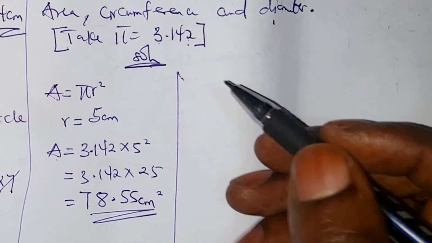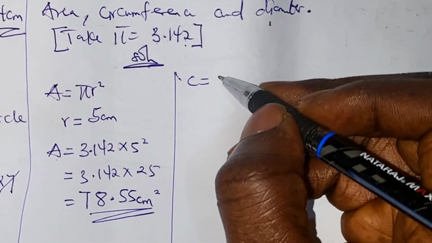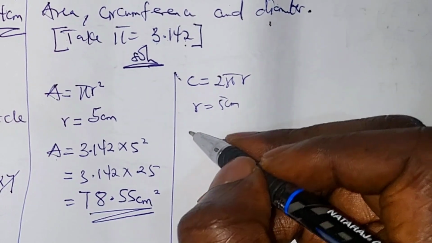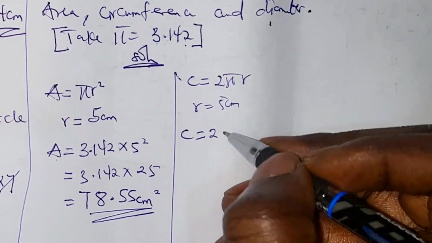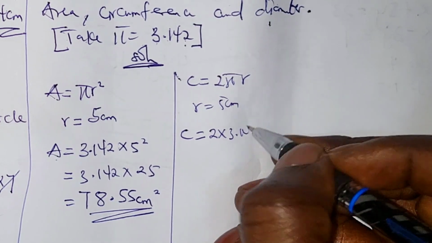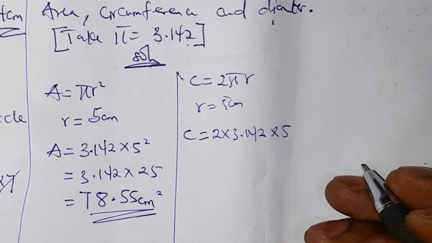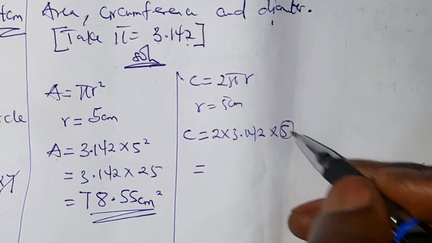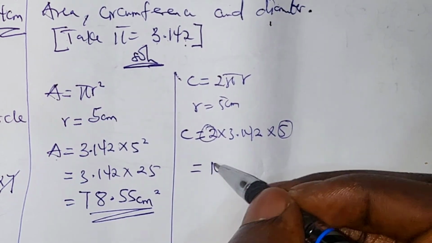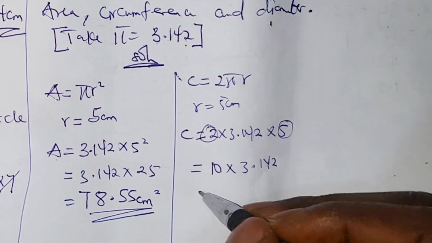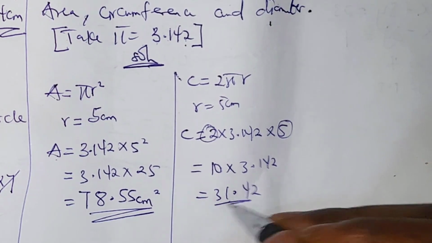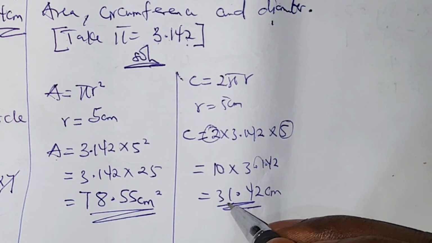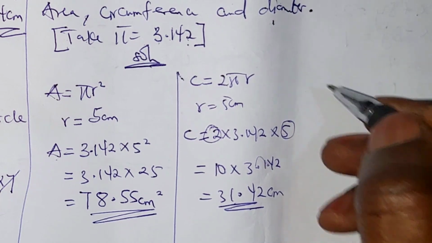Now, we are also asked to find the circumference. We know that circumference is given by 2 pi r, and we know our radius is still 5 centimeters according to the question. So our c will be equal to 2 times 3.142 times the radius of 5 centimeters. Then we're going to multiply all of that together. This is going to be easier because 2 times 5 gives you 10. 10 times 3.142 should give you 31.42 centimeters. The decimal point goes this way by 1, so we get 31.42. So that is the circumference.